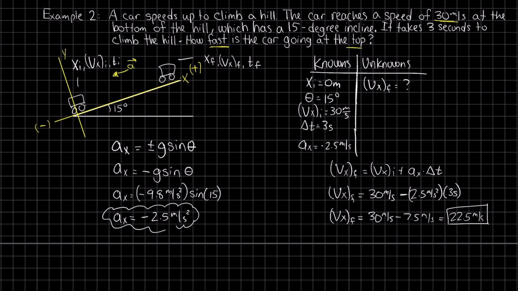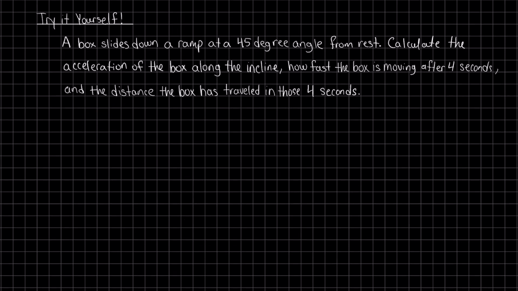Here is another problem for you to try. The try it yourself problem reads, a box slides down a ramp at a 45-degree angle from rest. Calculate the acceleration of the box along the incline, how fast the box is moving after 4 seconds, and the distance the box has traveled in those 4 seconds.